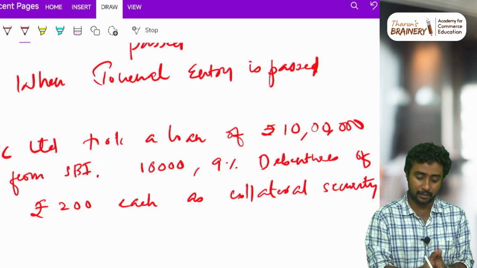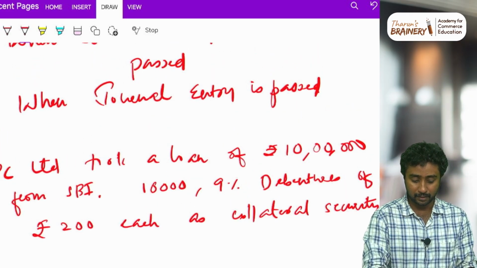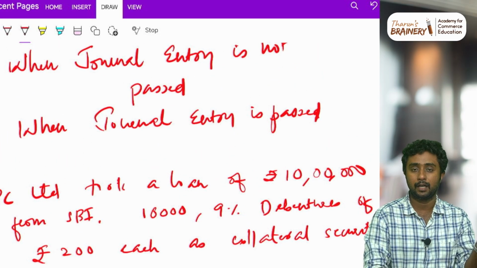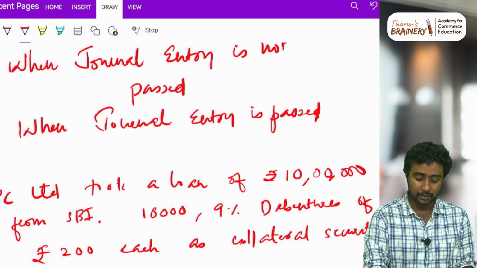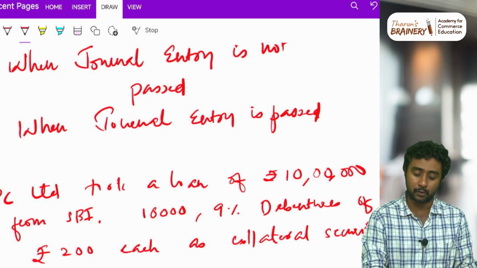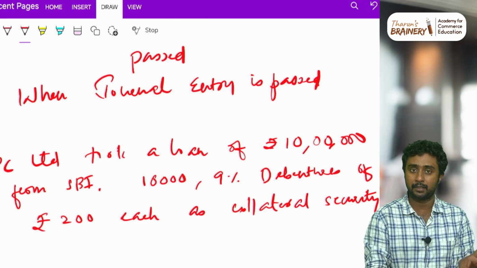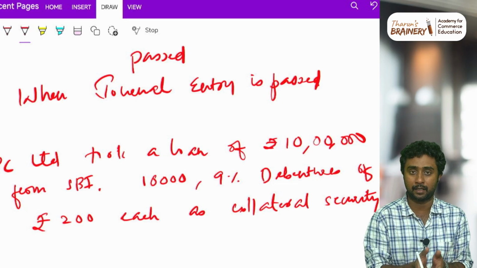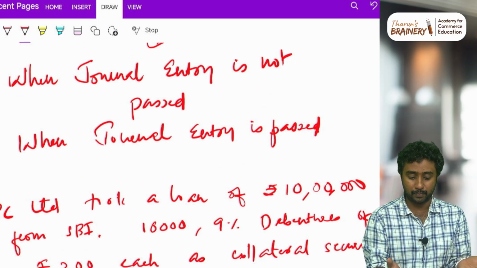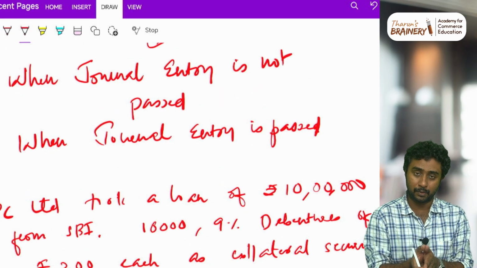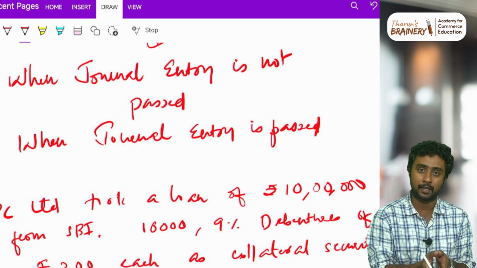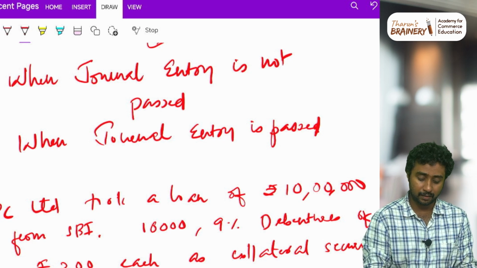The question is like this, I am not extending the question: when the journal entry is not passed, how will you show it in the accounts? When the journal entry is passed, how will you show this situation in the accounts? There are two ways in which you can show this in the accounts. The first method is when the journal entry is not passed. The second method is when the journal entry is passed.